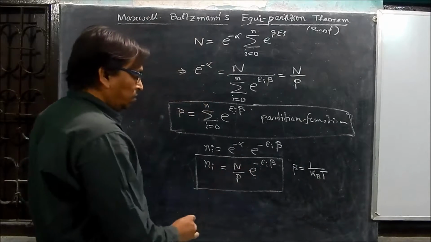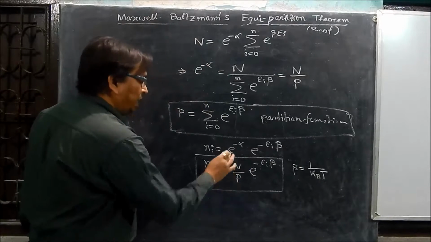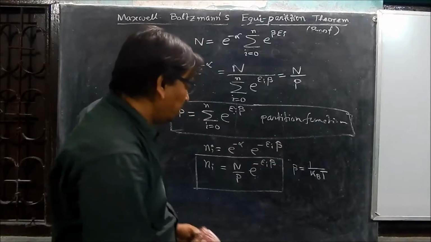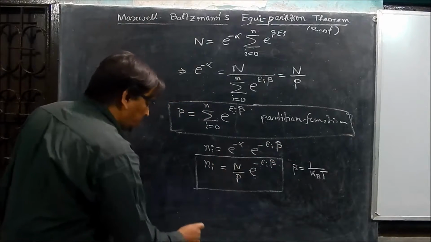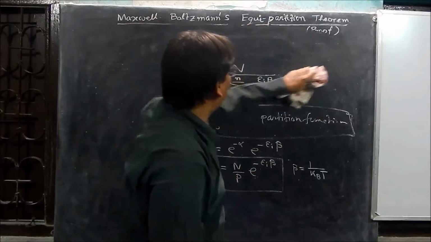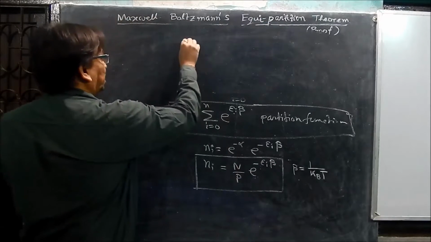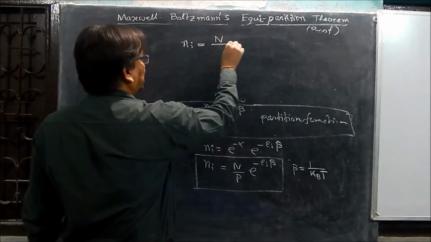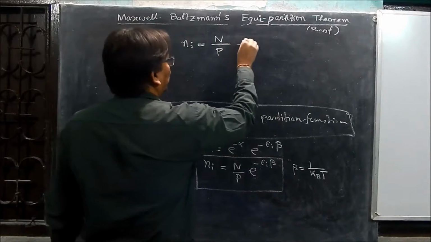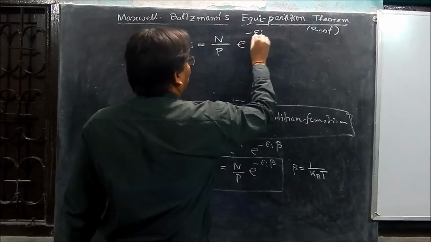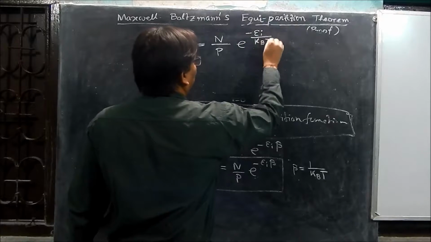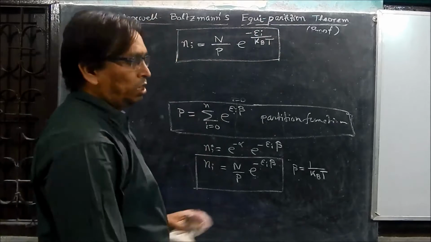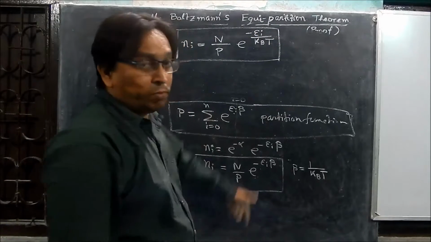So this formula is called equipartition. Equipartition means n divided by p, just like we are giving partition to energy levels, the total number of particles by this partition. This ultimately gives a formula in this format: the number of particles in any energy box is equal to the total number of particles by the partition function into e to the power minus epsilon i by kT. So this was the proof of Boltzmann, and later on by Maxwell.